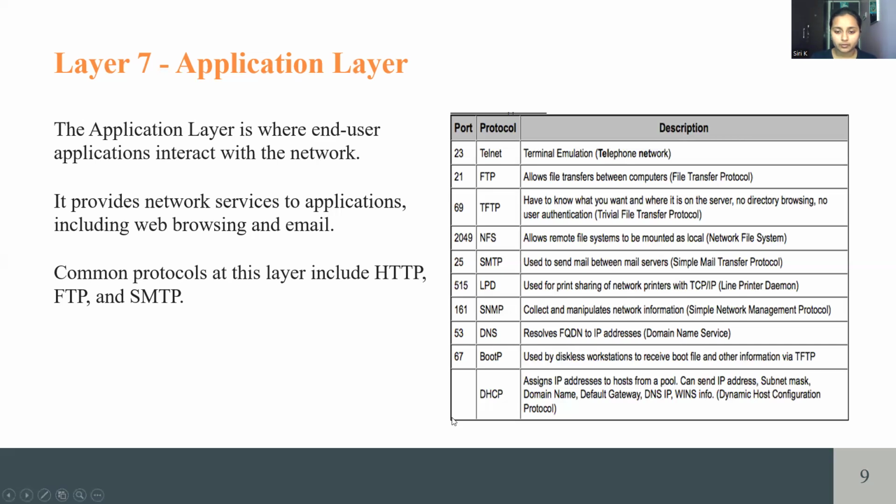Port 67, BOOTP, is used for diskless workstations to receive a boot file and other information via TFTP. DHCP assigns IP addresses to hosts from a pool, and can send the IP address, subnet mask, domain name, default gateway, and DNS information, dynamically. That is dynamic host configuration protocol.